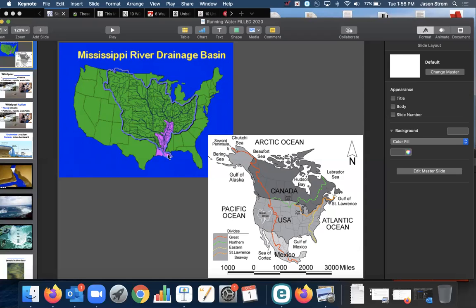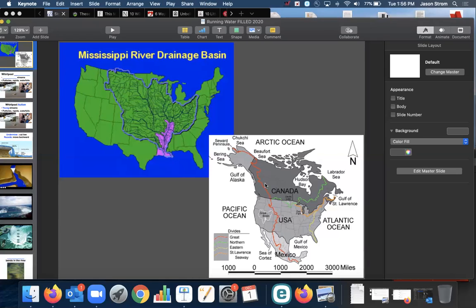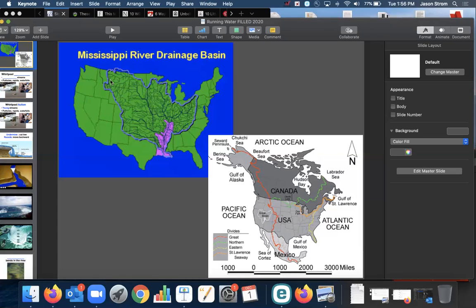If you just follow the flow, pretty much. But it's a huge area and a huge amount of water. And then this other picture, the diagram, shows different divides within the continent. This big red one is called the Great Divide, or the Continental Divide. It runs through the Rocky Mountains, which is kind of the western boundary of the watershed for the Mississippi.